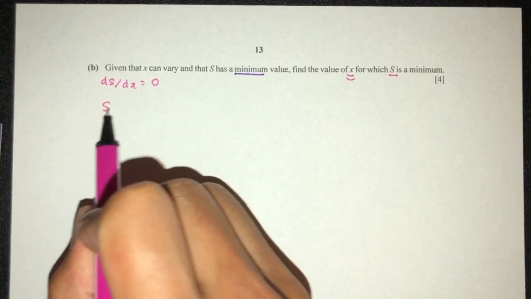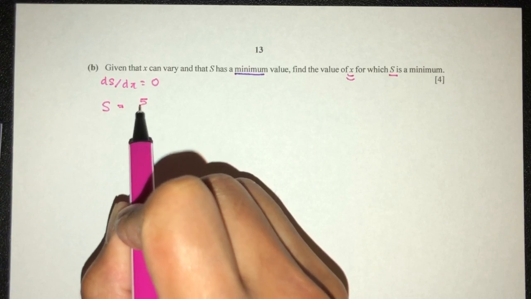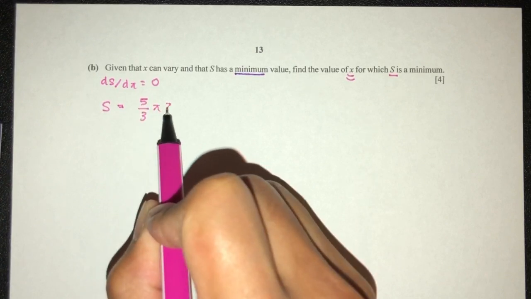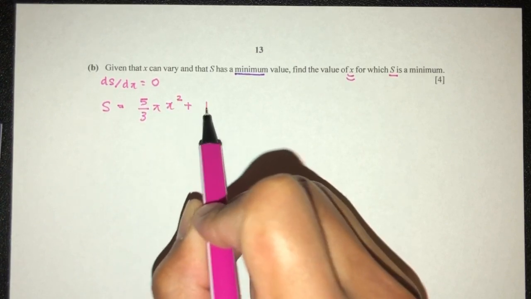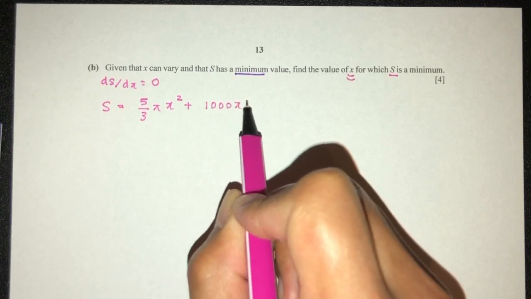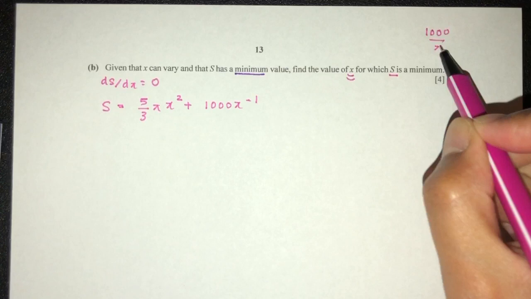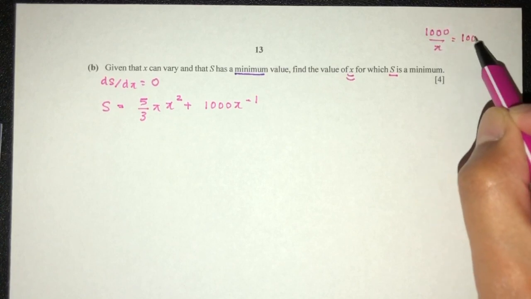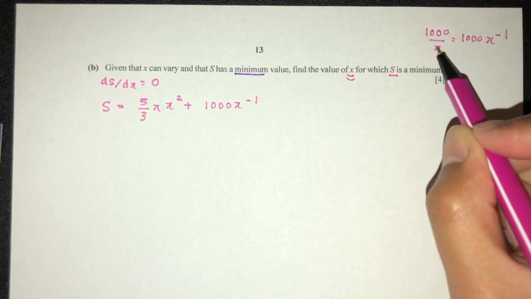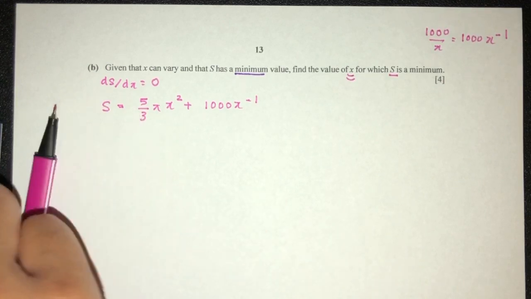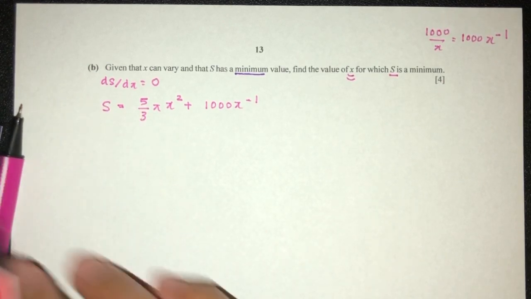So we know s was found to be 5/3 pi x squared plus 1000 x power minus 1, right? Because when you write 1000 over x, it's the same thing as 1000 times x power minus 1. Let's just write it this way, just to help us out for the differentiation process.